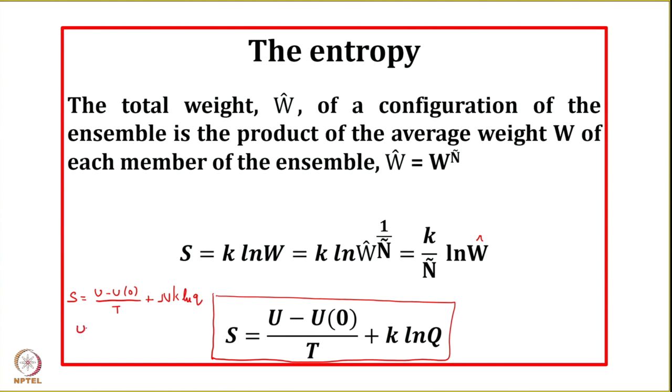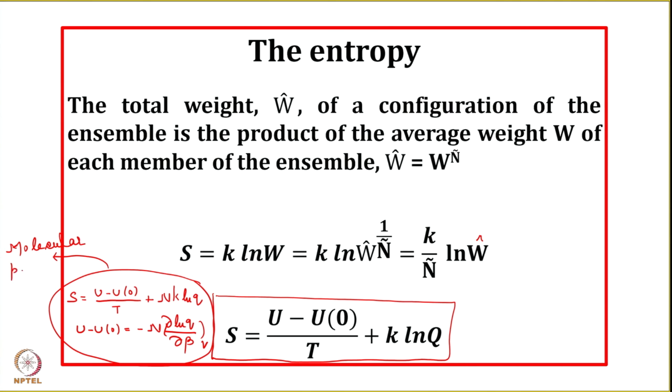And U minus U0 was minus N del log Q by del beta at constant volume. These expressions were used for molecular partition function, and the molecules were not allowed to interact with each other.